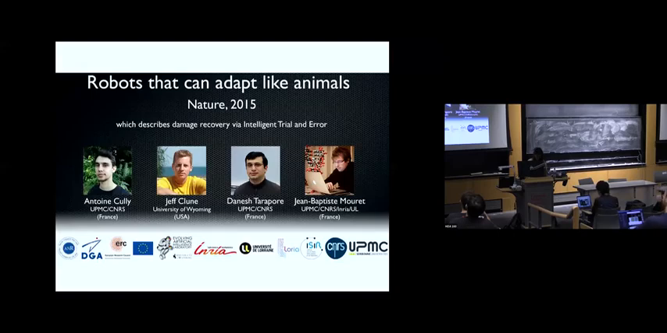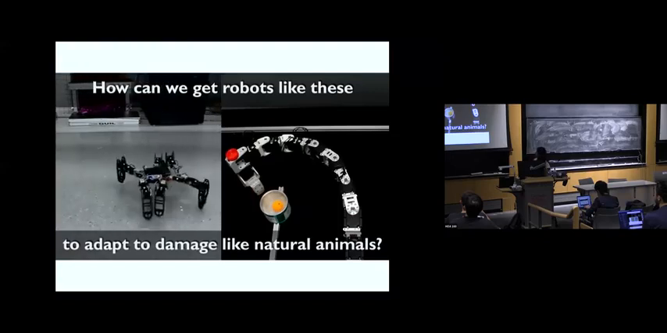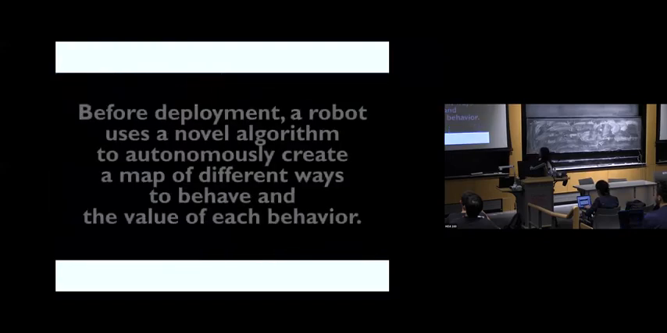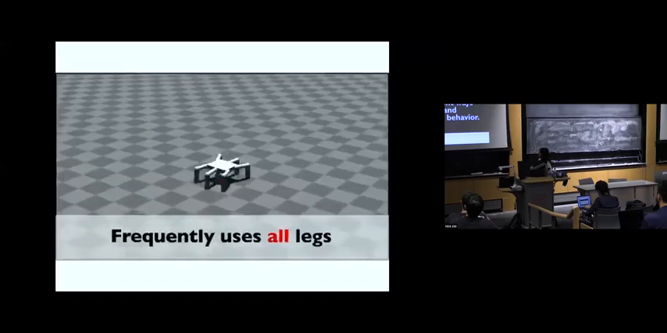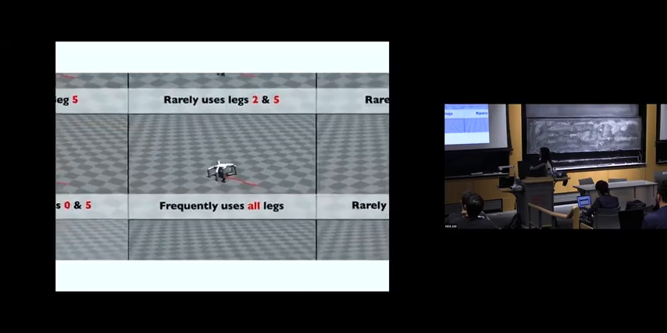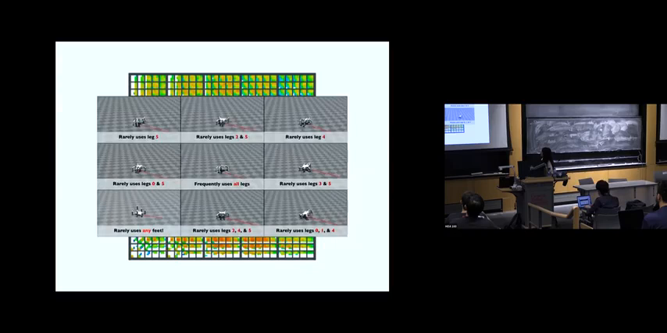Okay, let's see. Robots that can adapt like natural animals. A paper in Nature that describes damage recovery in robots via the intelligent trial and error algorithm. How can we get robots like these to adapt to damage like natural animals? Before deployment, a robot uses a novel algorithm to autonomously create a map of different ways to behave and the value of each behavior. Here is a variety of entirely different ways to walk produced by this algorithm. Note that the behaviors are only tested in simulation at this point.